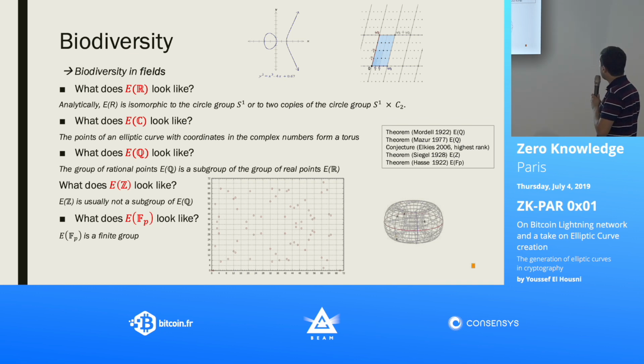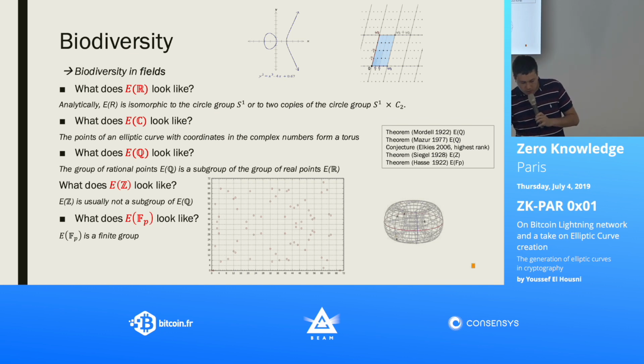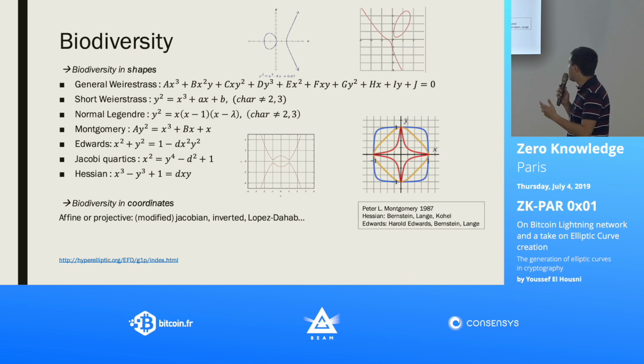So I just mentioned some theorems and conjectures in elliptic curves, mainly over Q. But this is just to say that if you define elliptic curves over a specific field, you will have some different constructions. So this is the biodiversity with respect to fields. You have also the biodiversity with respect to shapes.